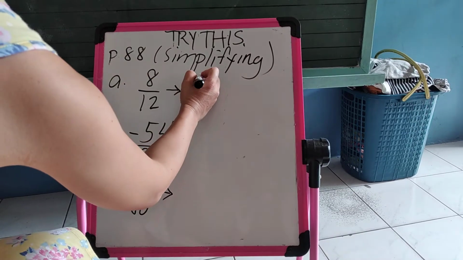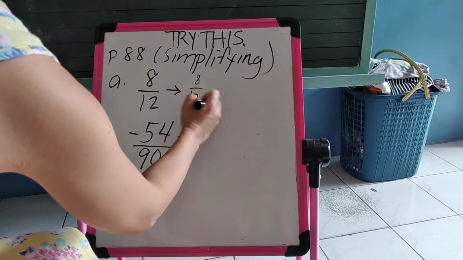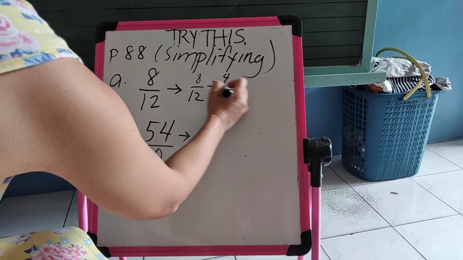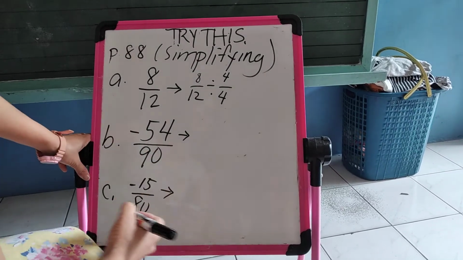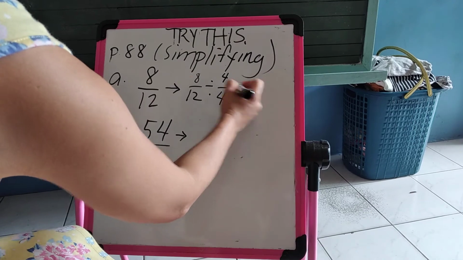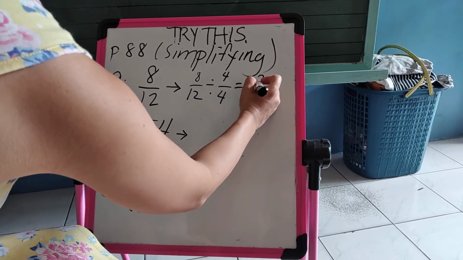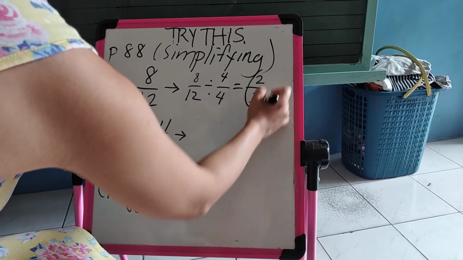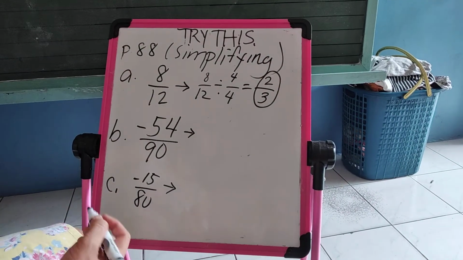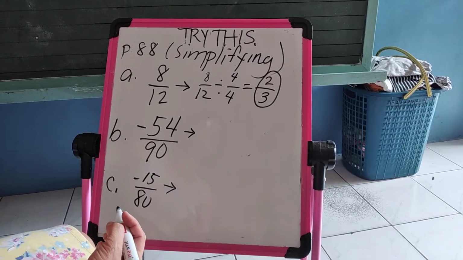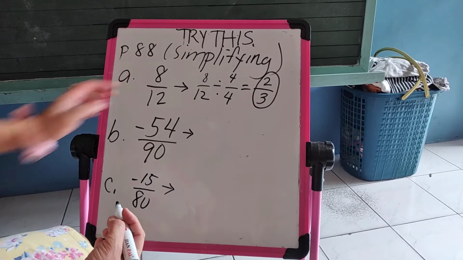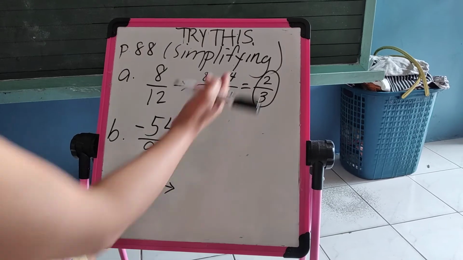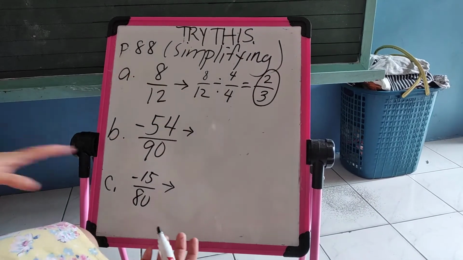So I will copy 8 over 12 divided by 4 on top and 4 in the denominator. So the answer now, 8 divided by 4 is 2 and 12 divided by 4 is 3. And 2/3 cannot be simplified anymore because it is in simplest form. In other words, this is already prime and prime, or both. Anyway, it cannot be simplified.